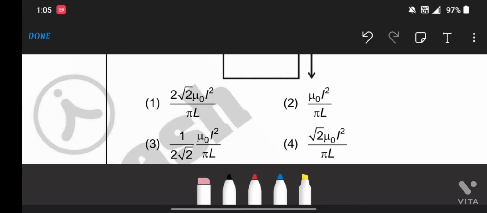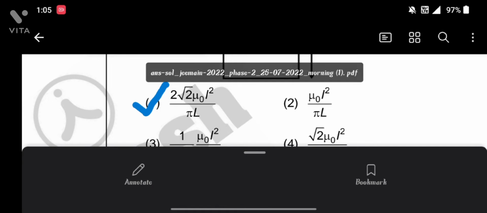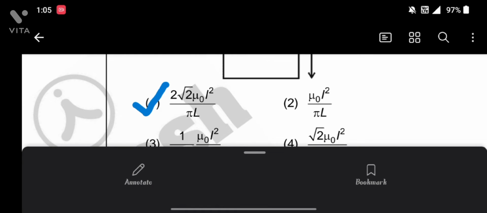If we see the options, the first option matches the answer that we got, option A. So option 1, or option A, is the correct answer for our question number 3. Let us see our next question, question number 4, and let us solve it.